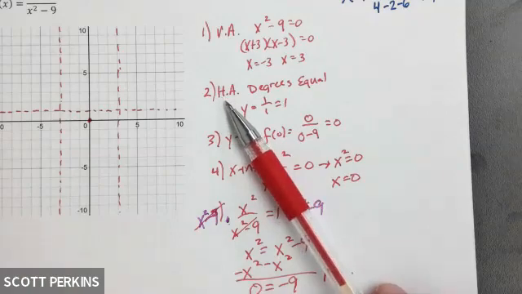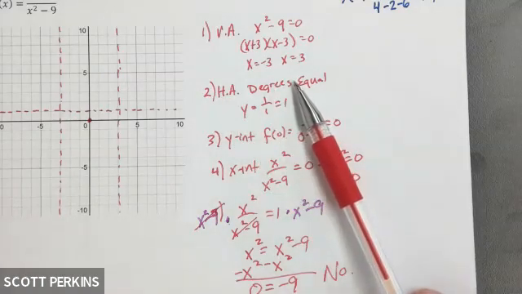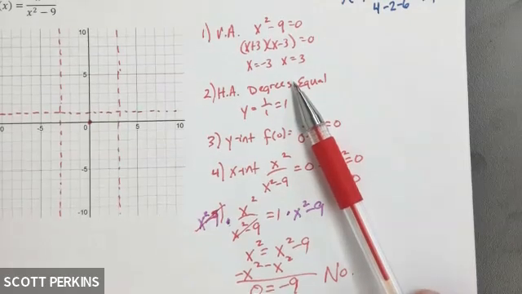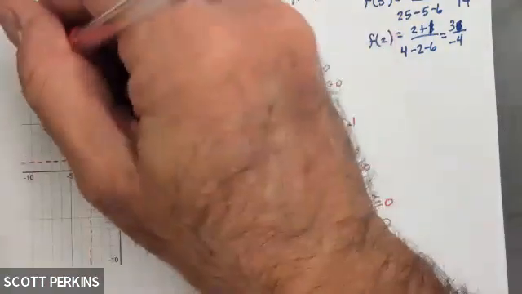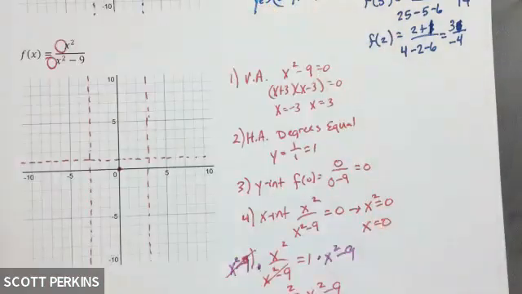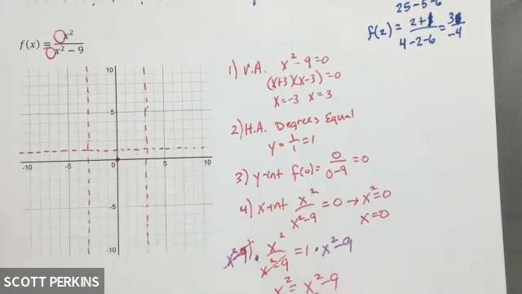The horizontal asymptote, we've got the situation here where the degrees are equal. So my horizontal asymptote is the ratio of the coefficients. So the coefficient in front of the x squared in the top is 1. The coefficient in front of the x squared in the bottom is 1. So I've got y equal to 1. You can see that reflected on my graph. So far, so good. Any concerns yet?